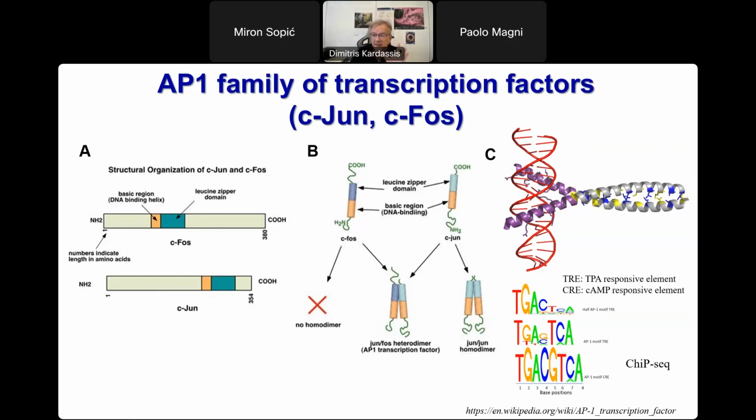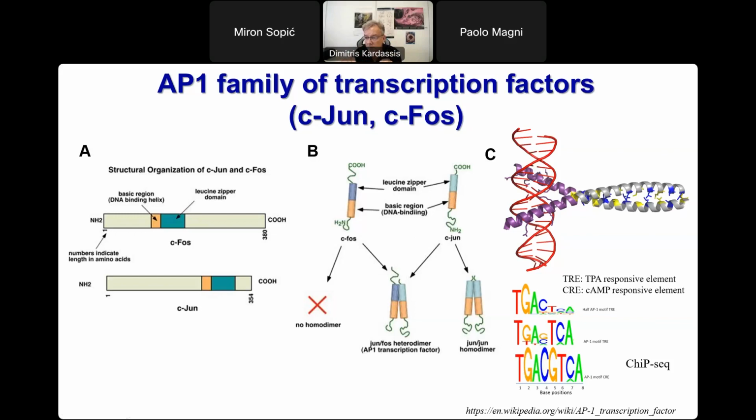Now, these are sequence-specific transcription factors. They don't bind to DNA anywhere. They bind to specific DNA sequence elements. And what elements are these? For the AP1 family, the consensus recognition site for these proteins is TGACGTCA. And so this is the specific sequence of nucleotides that must be present in a promoter in order for these family members to bind there.